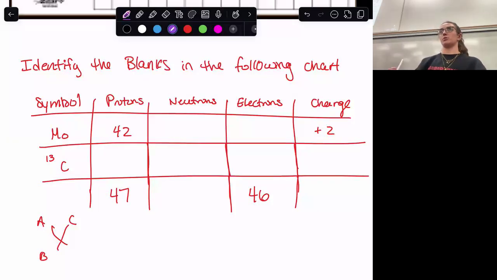Do you want to do the first one together? Do we remember how to do this together?